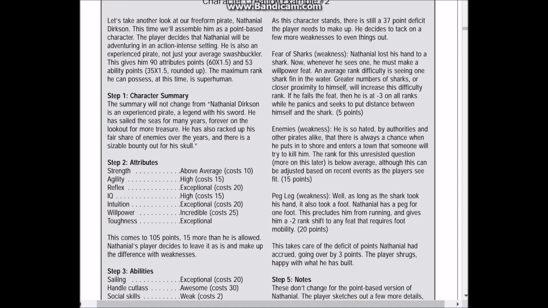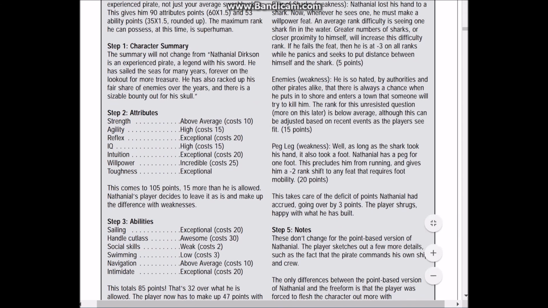So, step 1, character summary. Your character summary remains the same. Step 2, attributes. As stated before, Nathaniel-Dirksen is an above-average pirate with average intelligence and willpower. So, his strength is above average. That costs 10. Agility, above average, costs 10 as well. Reflex, above average, costs 10. His IQ is average and that costs 5. Intuition, above average, costs 10. Willpower, average, costs 5. Toughness, above average, costs 10. Your attribute total costs 60 points.